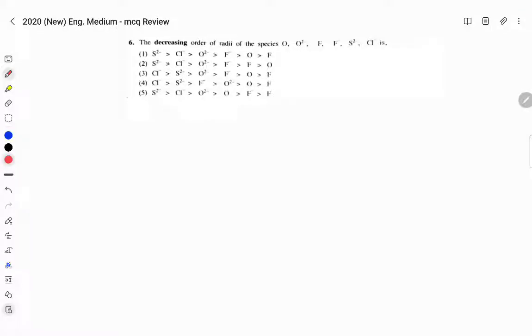Question number 6. The decreasing order of radii of the species O, O2 minus, F, F minus, S2 minus, Cl minus is. Now, the radii of a species depends on several factors. Factors affecting the radii.